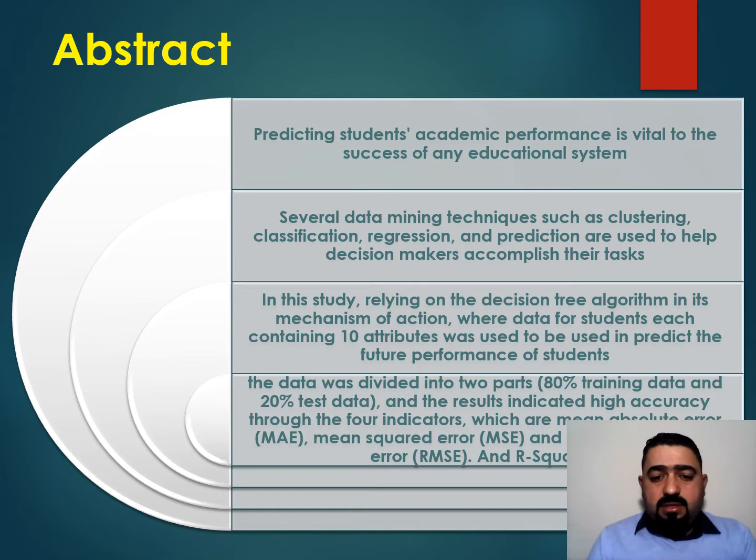The data was divided into two parts, 80% training data and 20% test data, and the result indicated high accuracy through the four indicators, which are mean absolute error, mean squared error, root mean squared error, and R squared.